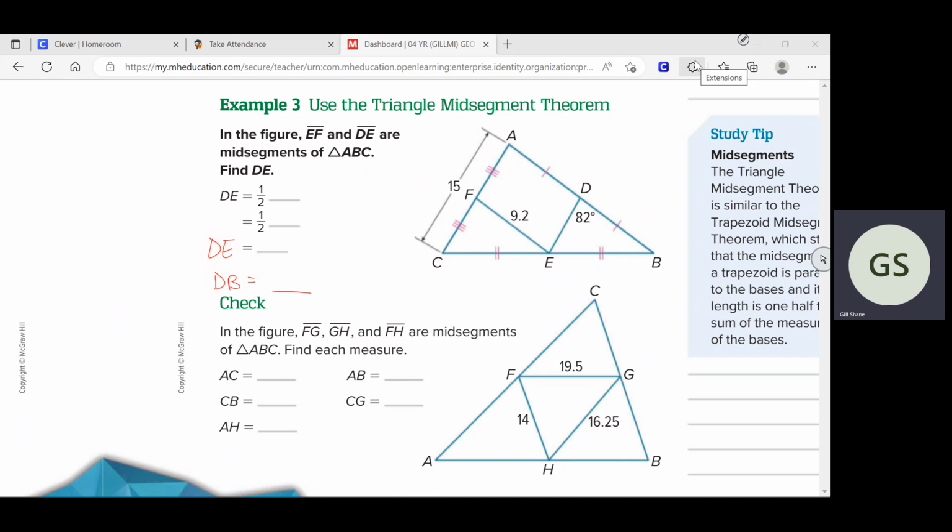That's correct for that one. So now we got E. Give 30 more seconds and we'll work on it.